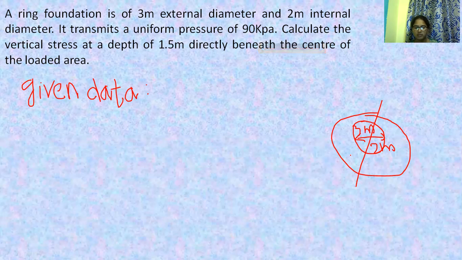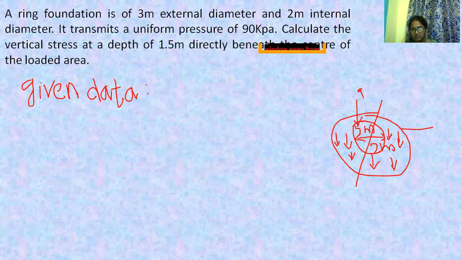So this is the outer boundary. The load will be acting like this way. Here, load Q. The internal diameter is 2 meters.